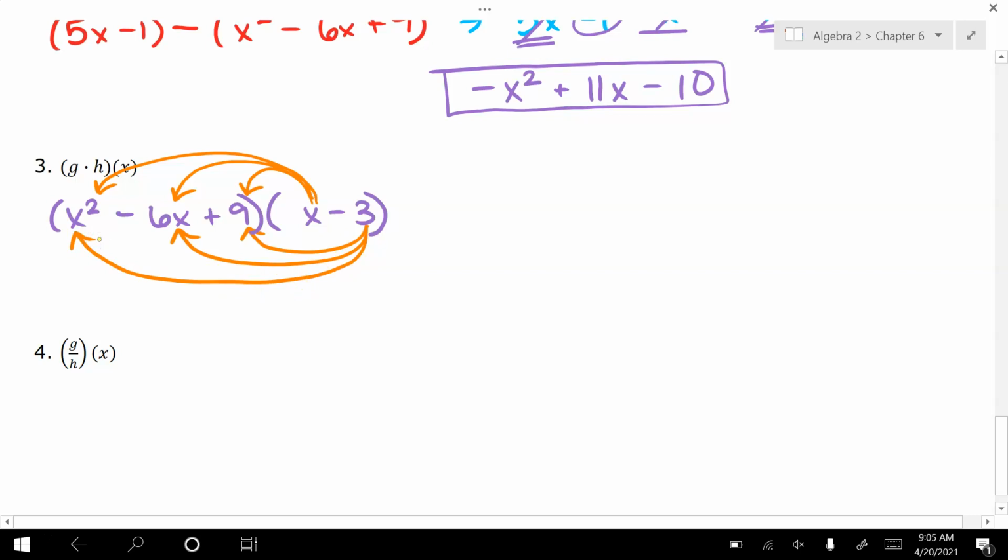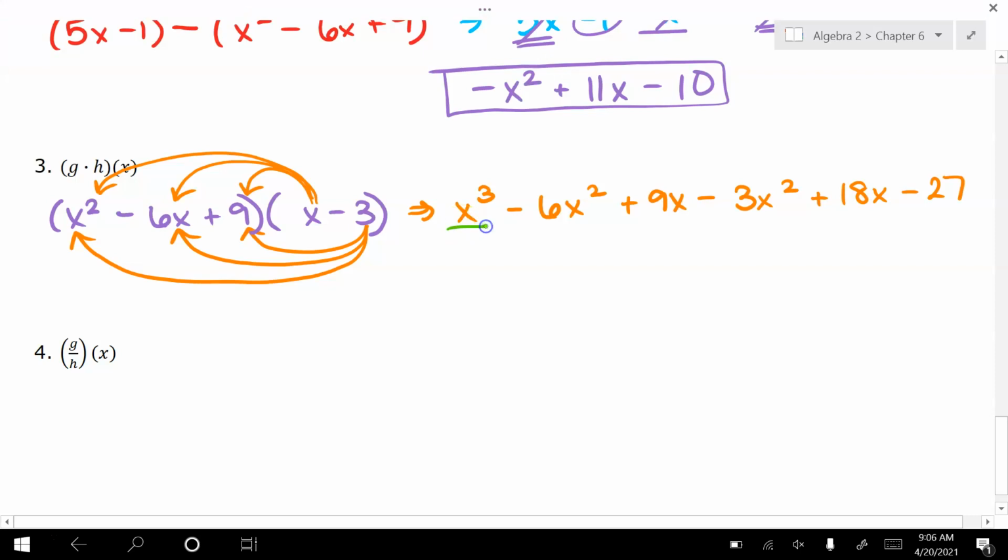So x times x squared, that becomes x to the third. Then x times -6x would be -6x squared. X times 9 would be 9x. Now I'm going to take -3 times all of those terms. So that says -3x squared plus 18x minus 27. Then again, the last thing I would do here is see if there's any like terms.